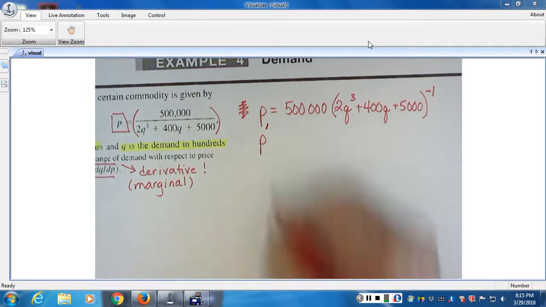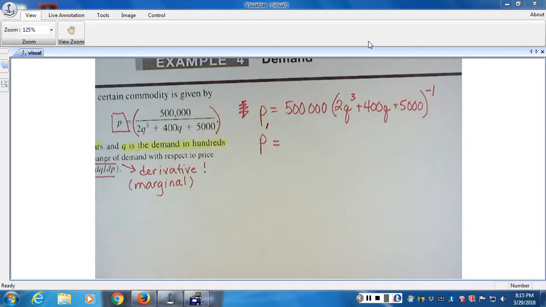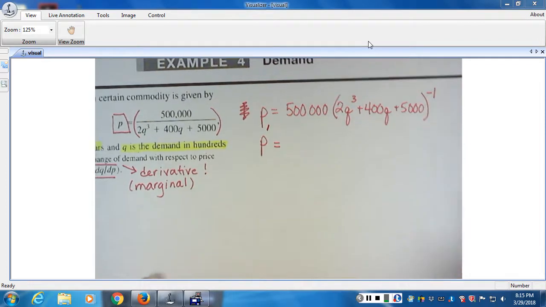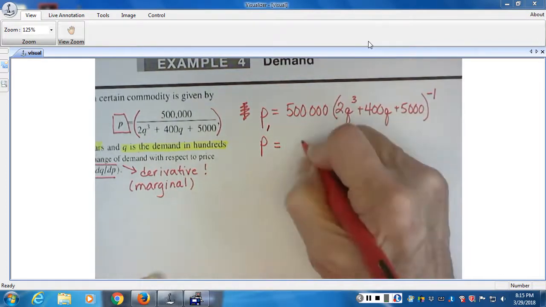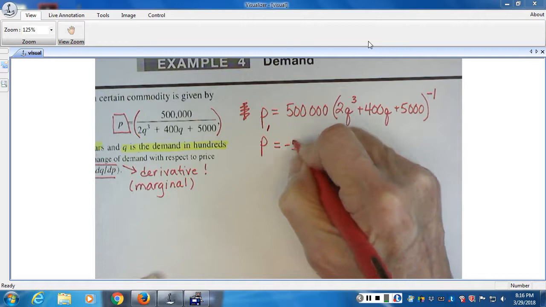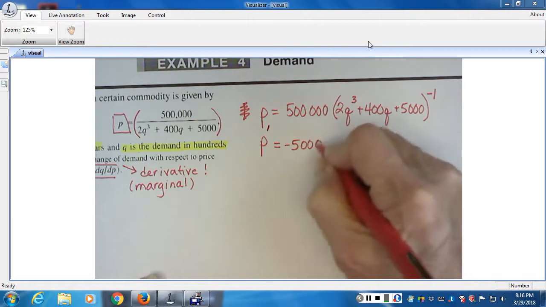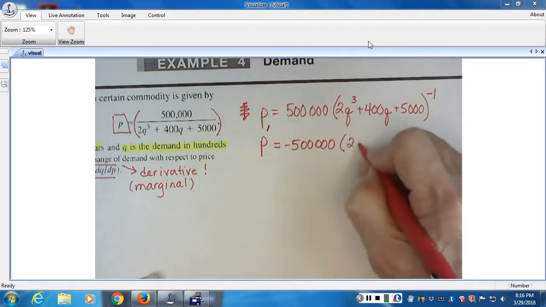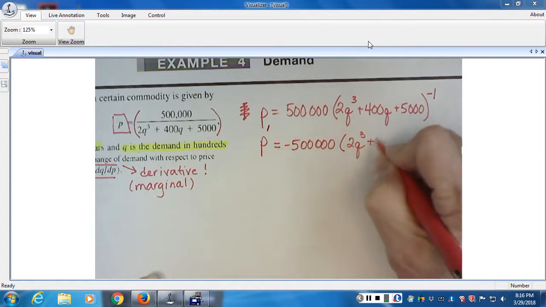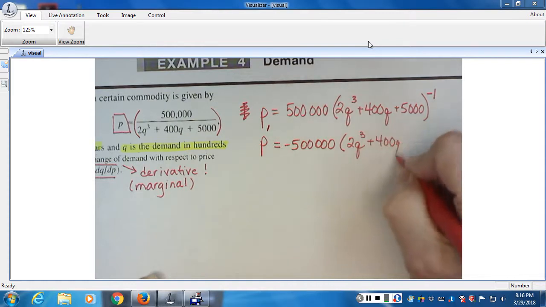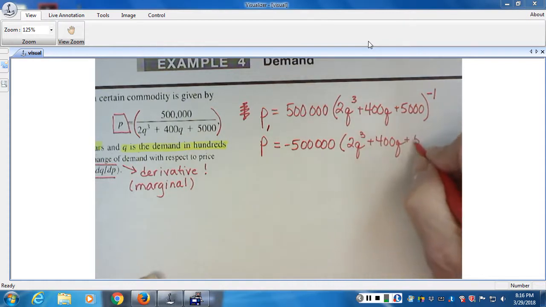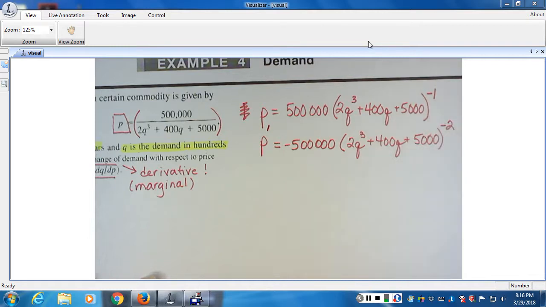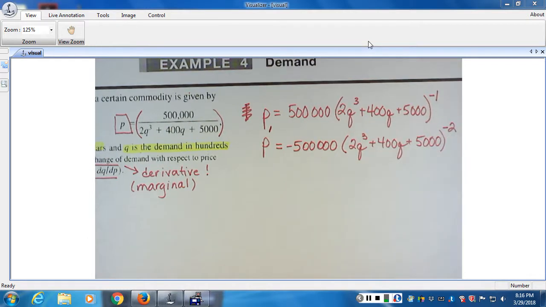P prime is actually equal to negative 1 times 5,000, or 500,000, times 2Q to the third power plus 400Q plus 5,000 to the negative 2 power. That's just power rule.